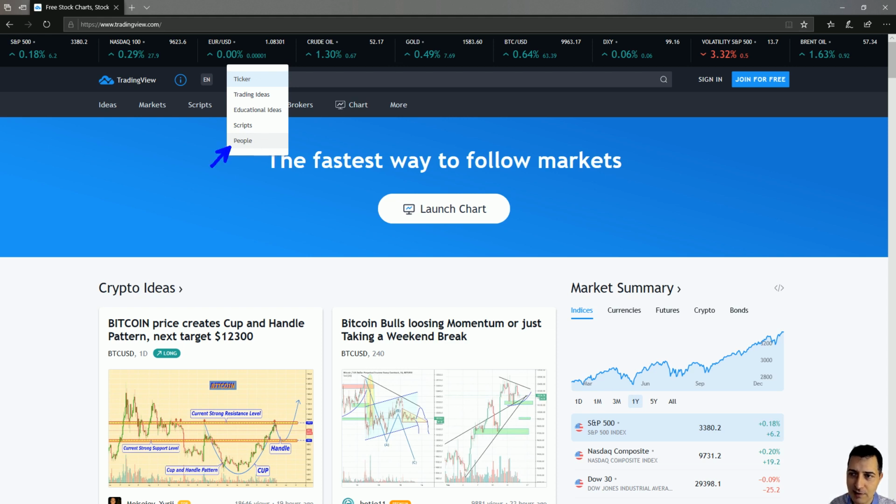Well, people is people. It's other traders that are part of the community, and you could message with them. You can send them one of your charts. You can do many things with those other traders.